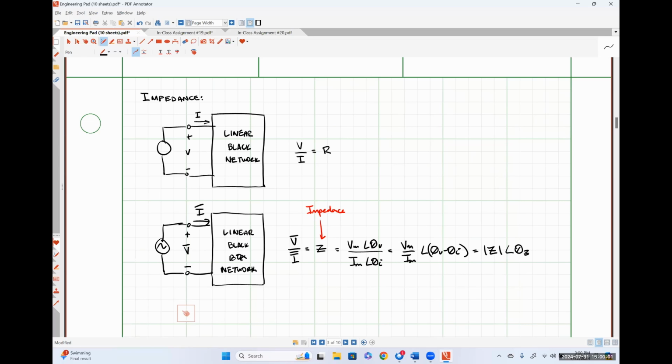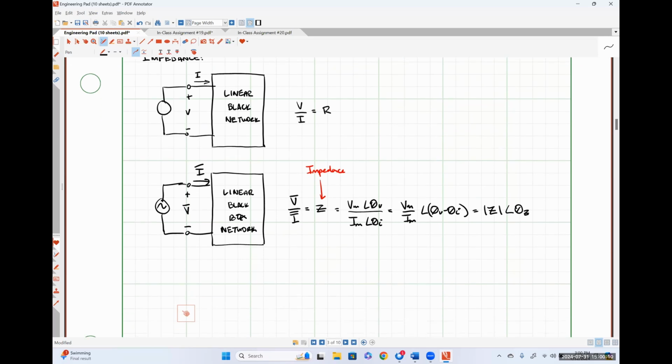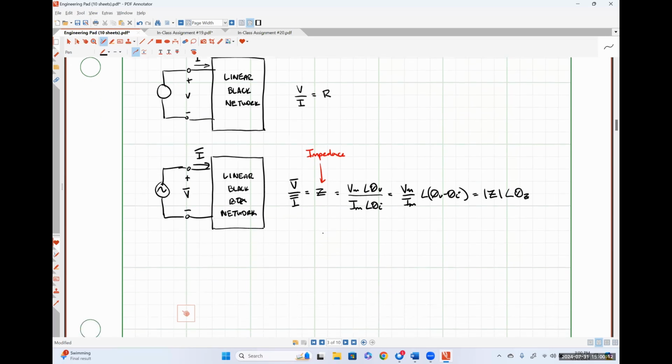More often than not, impedance is expressed as a rectangular form complex number. So in rectangular form, impedance is expressed by its real part, R, and its imaginary part, X.